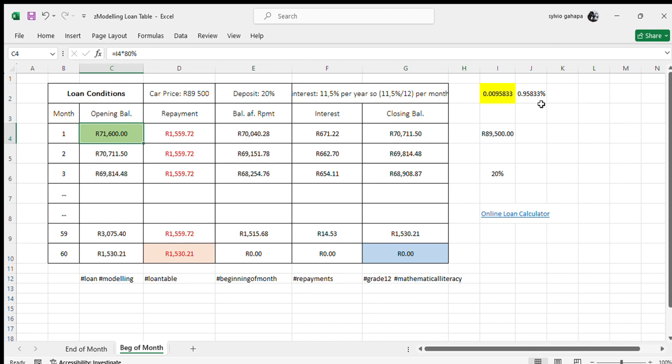To be able to get my interest rate, I used online loan calculators that are easy, available, and free, so it wasn't complicated for me to get those.